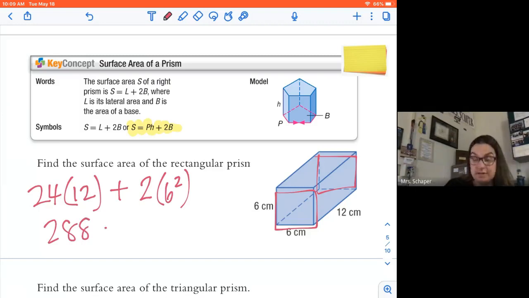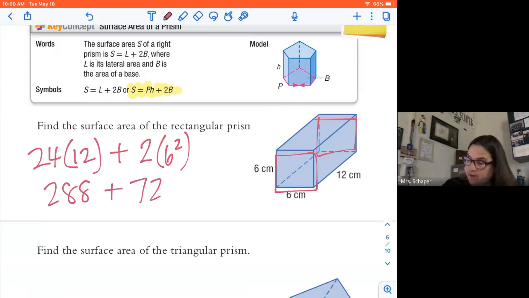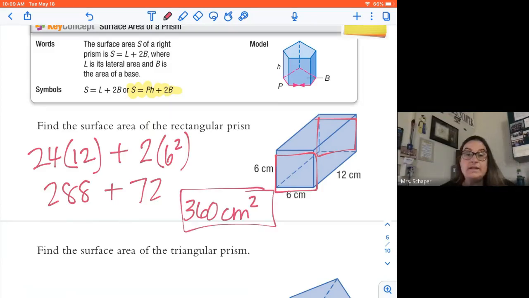6 squared is 36 times 2 is 72. So the total surface area is going to be 360 centimeters squared. Okay.